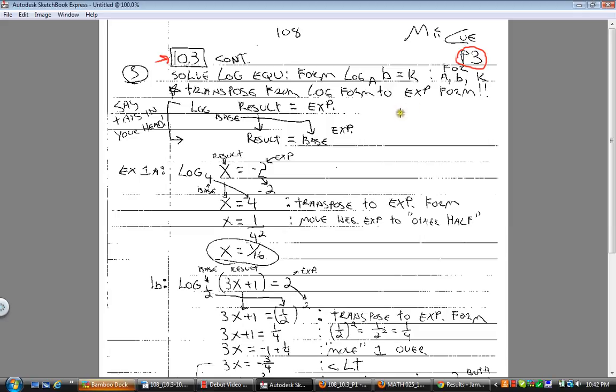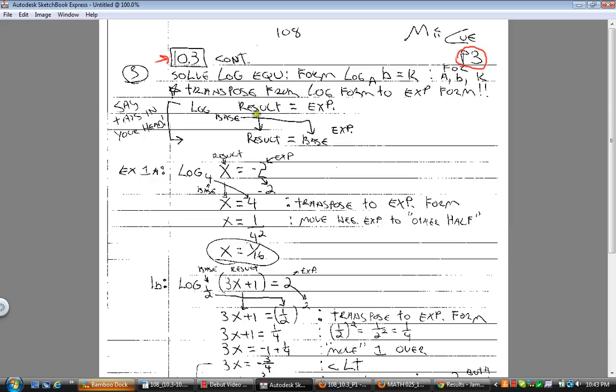I start off this section by summarizing again that if you have log base A result B equals the exponent, you need to transpose from log form to exponential form. That's the key to doing these problems. When you see logs, you need to convert it. So you can look at my diagram here one more time: log with the base with the result equals the exponent.